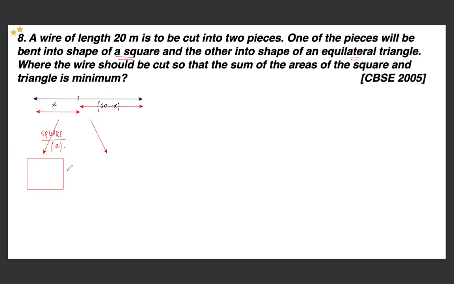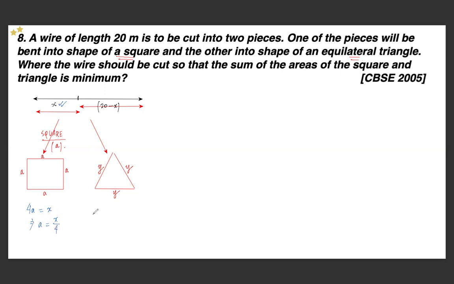Every single side is small a, and another figure I have drawn is an equilateral triangle like this, and let every side of the equilateral triangle be y. So this is y, this is y, this is a, and a. I can simply correlate that the perimeter of the square will be equal to the wire I have used. I have used x. That means my a value is x by 4.